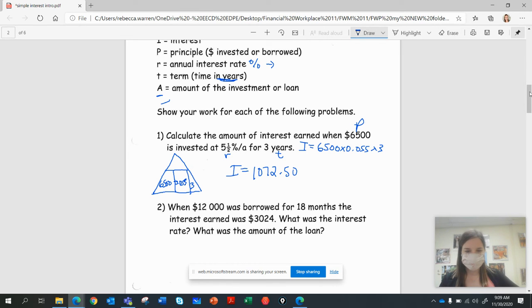Then question 2: when 12,000 was borrowed for 18 months, the interest earned was 3,024. What was the interest rate and what was the total amount of the loan? The total amount of the loan we can find really quickly right now, because we already know that the interest earned was 3,024 and we already know that the amount borrowed was 12,000. So you can find that total amount right away by just adding those together. That's the easiest place to start. So 12,000 plus 3,024 is 15,024.